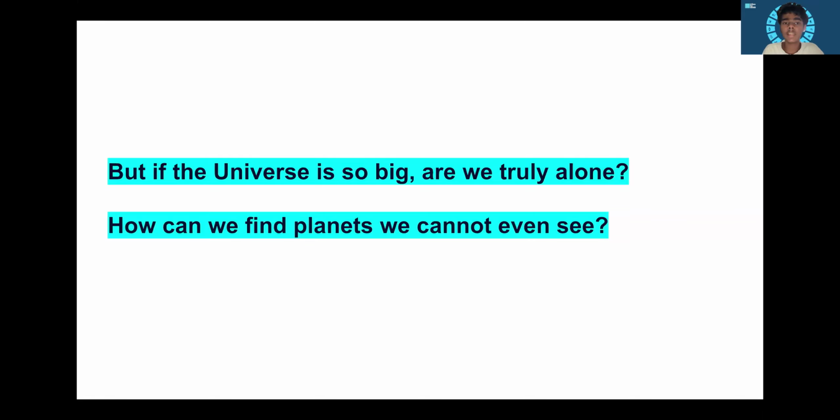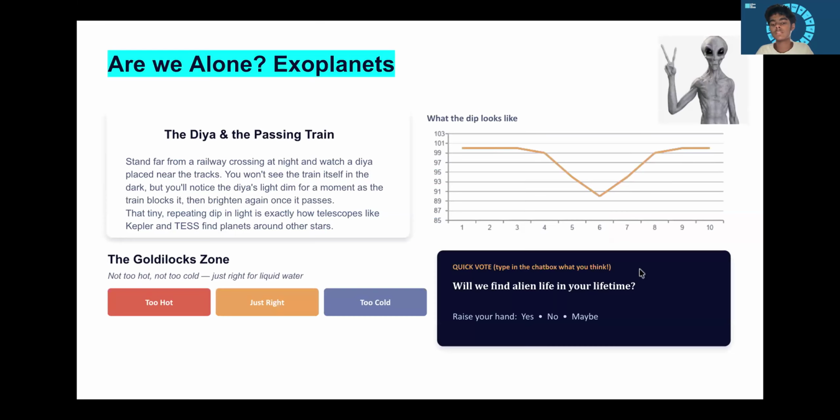By measuring the exact depth and timing, astrophysicists can calculate the planet's size, its orbital speed, and whether it can hold life or not. So, yeah, ma'am, that's it.